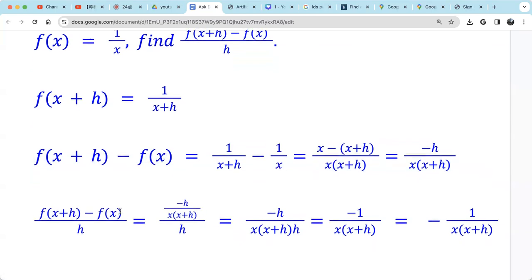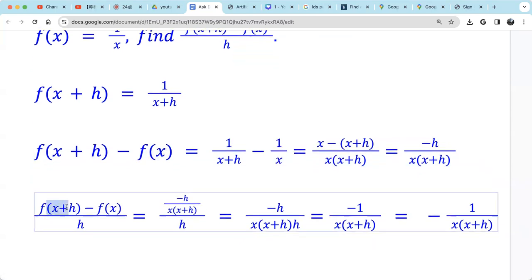Now we do the quotient part. Quotient part means we need to divide the difference by h. So we divide the difference by h. Then we have 3 layers. Whenever we have 3 layers of fractions, we just multiply the bottom 2. That's a shortcut. So multiplying the bottom 2, we get the denominator x times x plus h times h. Then we have numerator h as a factor as well.